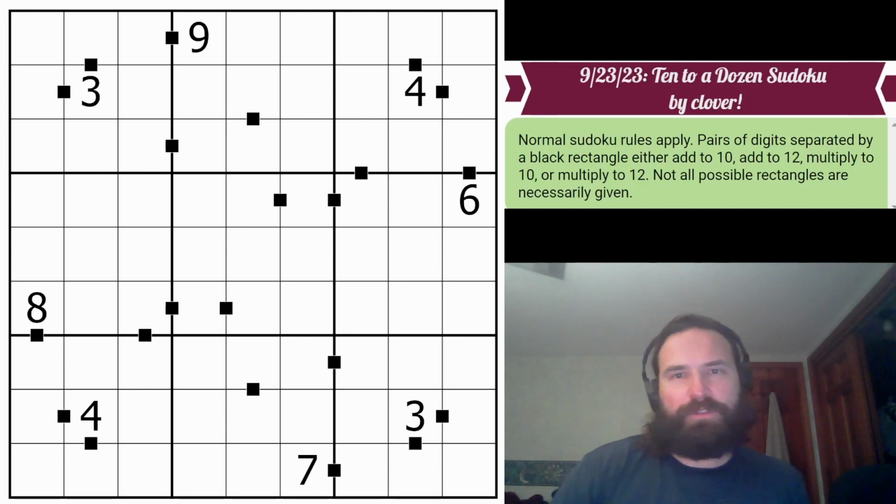All right, let's crush the Sudoku. This one's called 10 to a Dozen Sudoku by Clover. The rules are as follows.